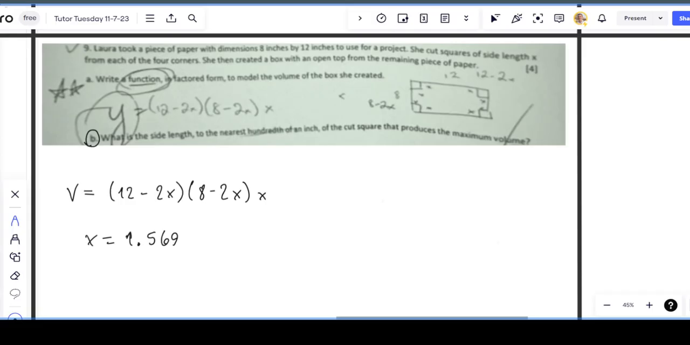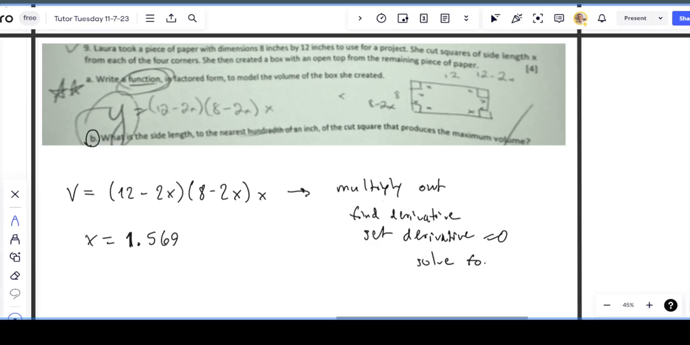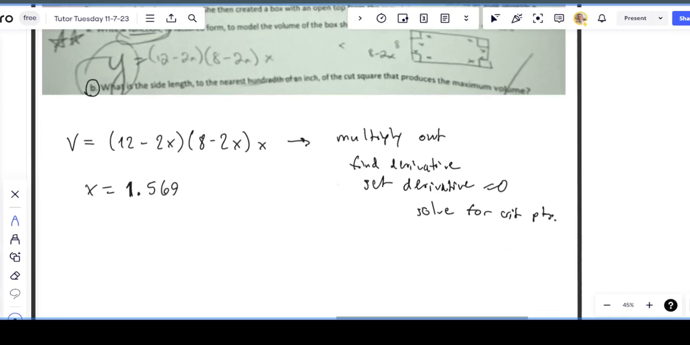You could also do this with calculus. So if you wanted to find those critical points, you would set the derivative equal to 0. I would have to probably multiply this whole thing out, which is a bit lengthier. Multiply out and then find the derivative and then set the derivative equal to 0 and solve for your critical points. That would get you to this. I'll let you guys do that.